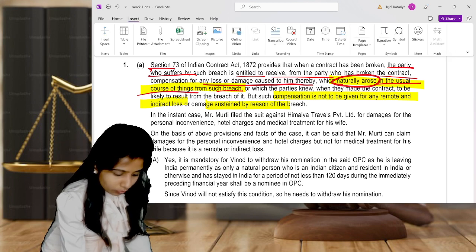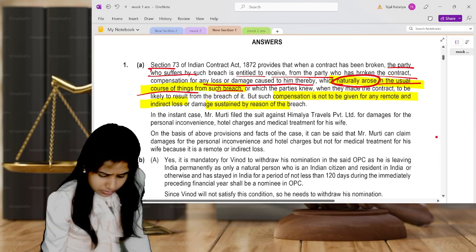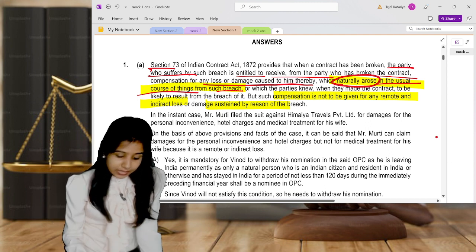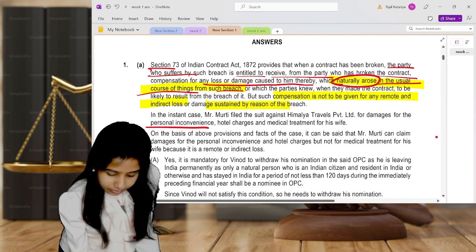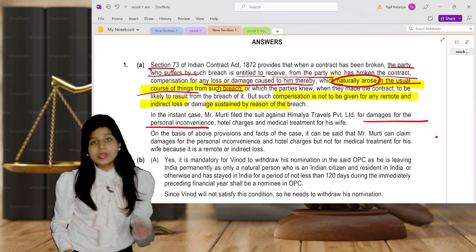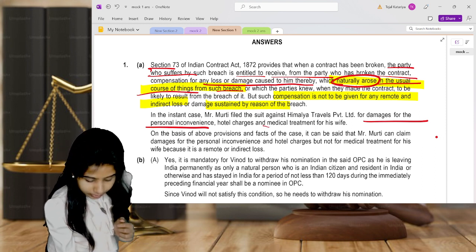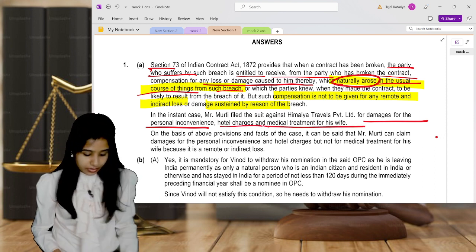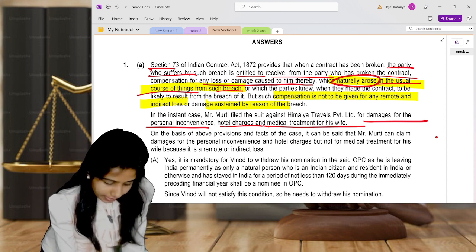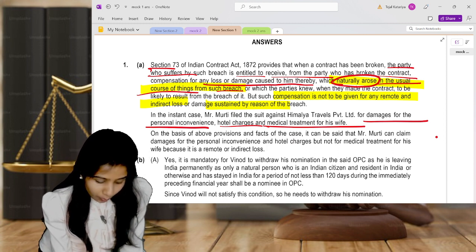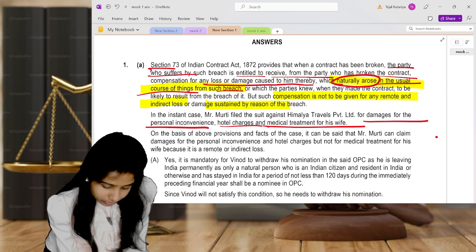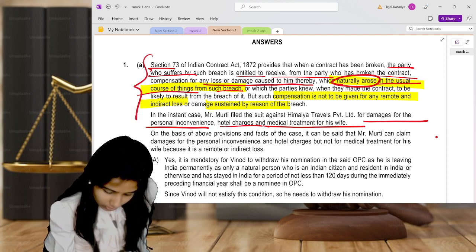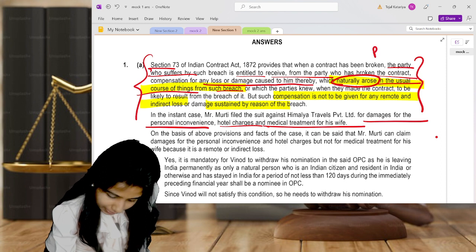So in this given case, who will be responsible? The travel company will be responsible, but only and only for the inconvenience caused to them, and not for any kind of indirect loss. So what happens in the instant case? Mr. Murthy filed a suit against the travels for the damages, but on the basis of the given provision. So understand, this was the provision part.